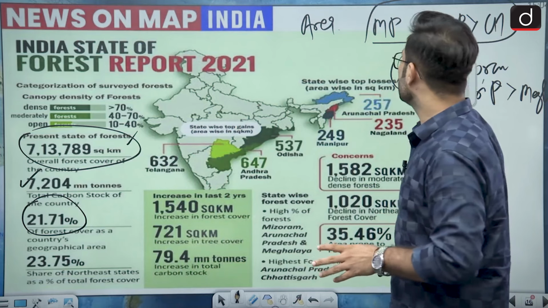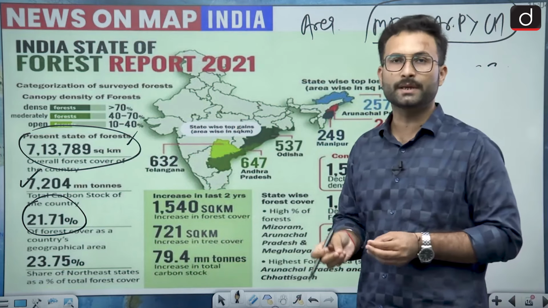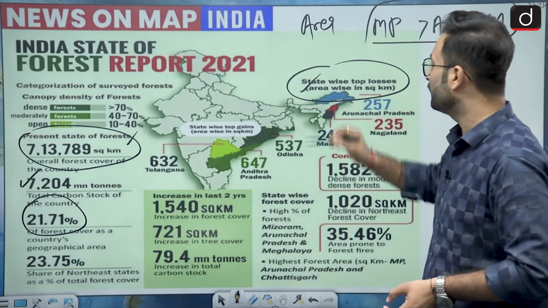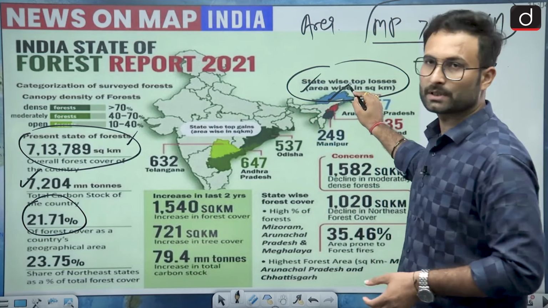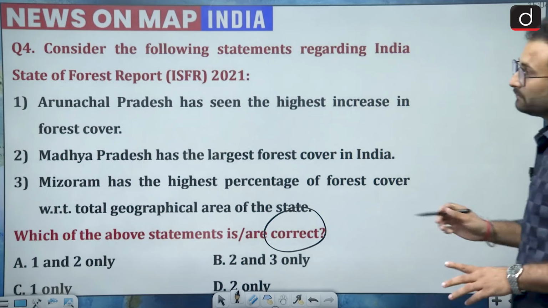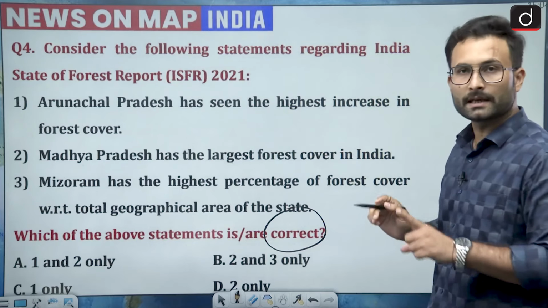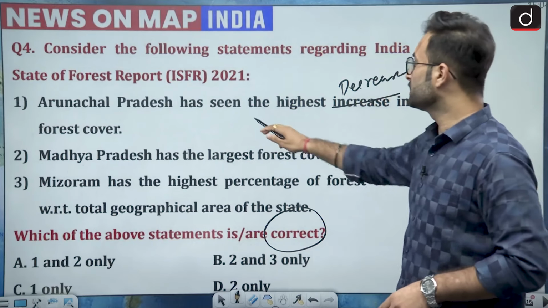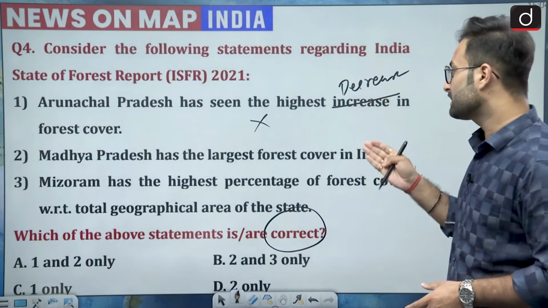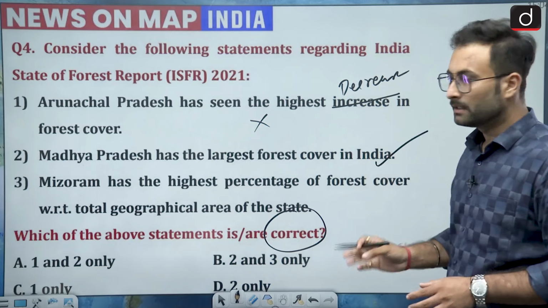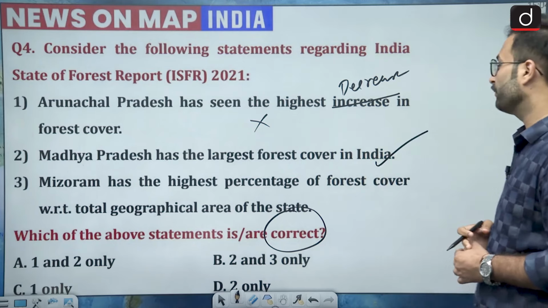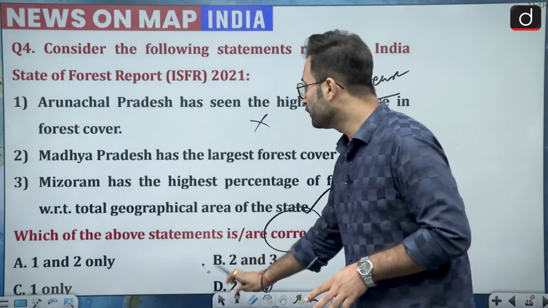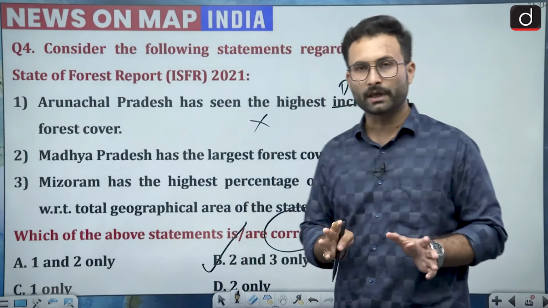Arunachal Pradesh is the state which has actually lost the maximum forest cover area in the last report, so state wise the top loss of area with respect to forest cover is Arunachal Pradesh. Coming to the question again, Arunachal Pradesh has seen the highest increase. That is incorrect, because it has seen the highest decrease. Madhya Pradesh has the largest forest cover in India as per area. This is correct. Mizoram has the highest percentage of forest cover with respect to the geographical area of the state. That is also correct. So option B, 2 and 3, would be the right answer. I hope that is clear.